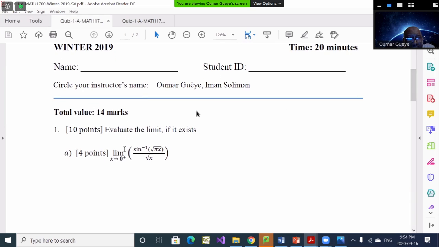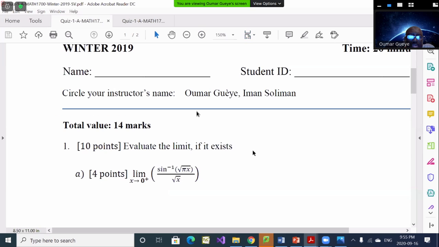All right, so you have to calculate the limit of sine inverse of pi x over root of x, when x is approaching 0 from the right. When you substitute x by 0, the numerator becomes sine inverse of 0, which is equal to 0. The denominator is 0 too, which means you have an indeterminate form. I'm going to give you 5 minutes to solve this question.